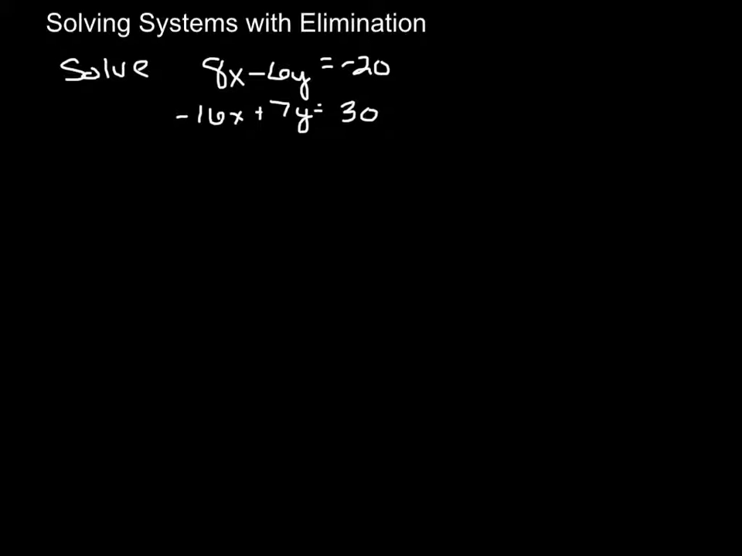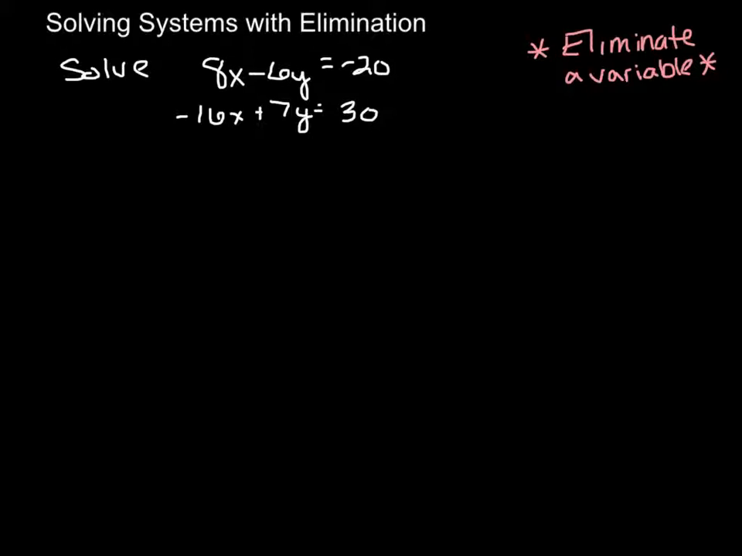Now the whole point of the elimination method is to do just that, eliminate a variable. We're going to accomplish that by doing some arithmetic so that the coefficients in front of the variables, the numbers in front of the x's and the y's, one of these are opposite of each other. So either one's positive, one's negative. So we're going to try and maybe get this to a positive 16, which is the opposite of a negative 16. And that when we add the two equations together, they will cancel out.